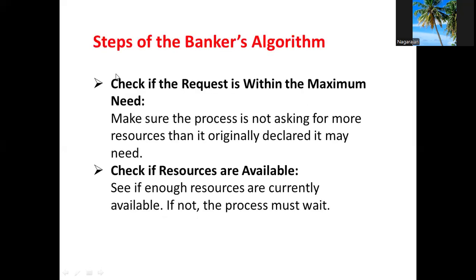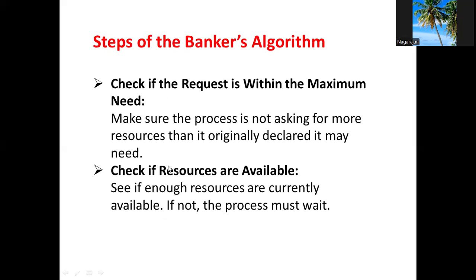Now the steps of Banker's algorithm. The first step is to check if the request is within the maximum need. That means make sure the process is not asking for more resources than it originally declared it may need. For example, suppose the maximum is 5 and the request is 3, which is within the maximum.